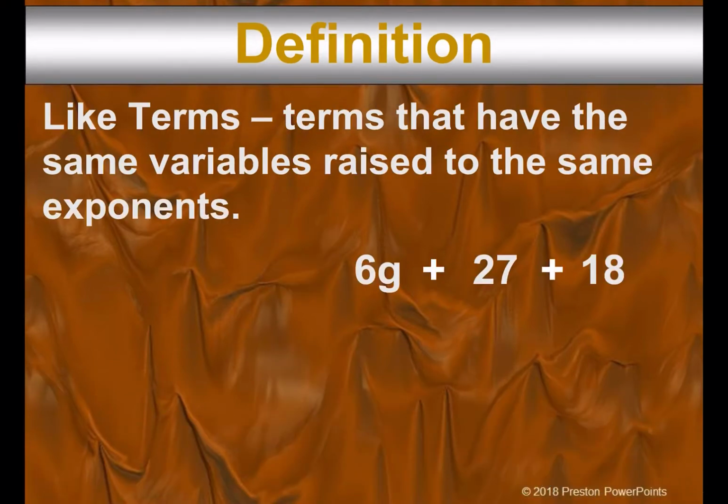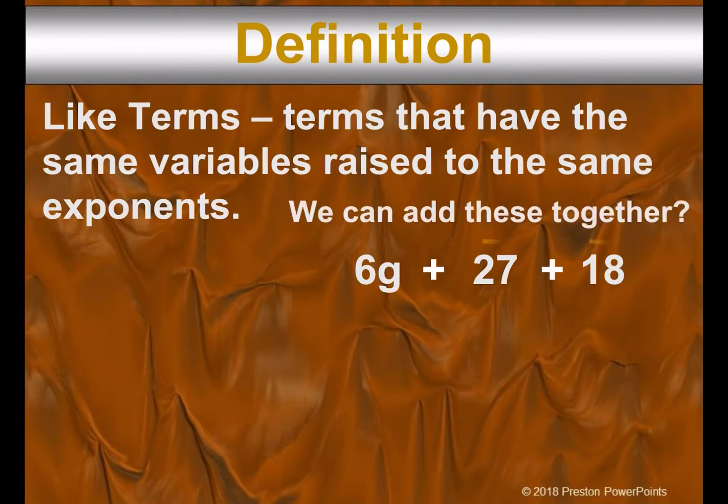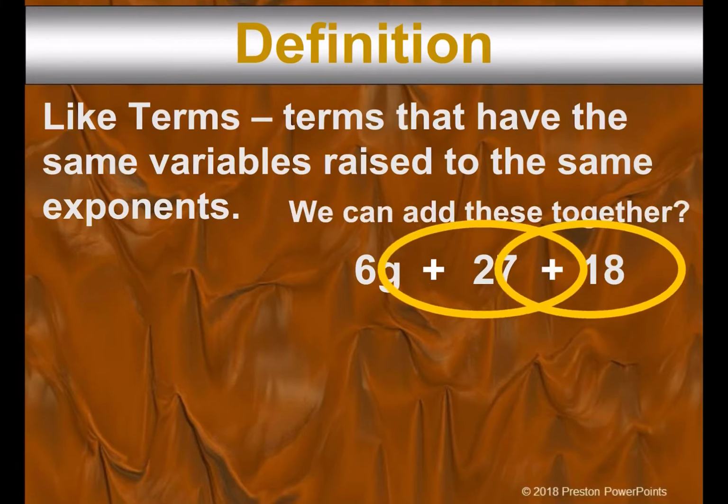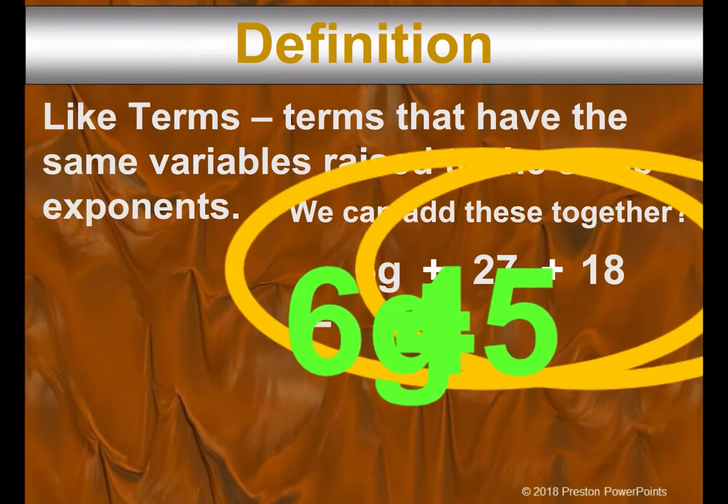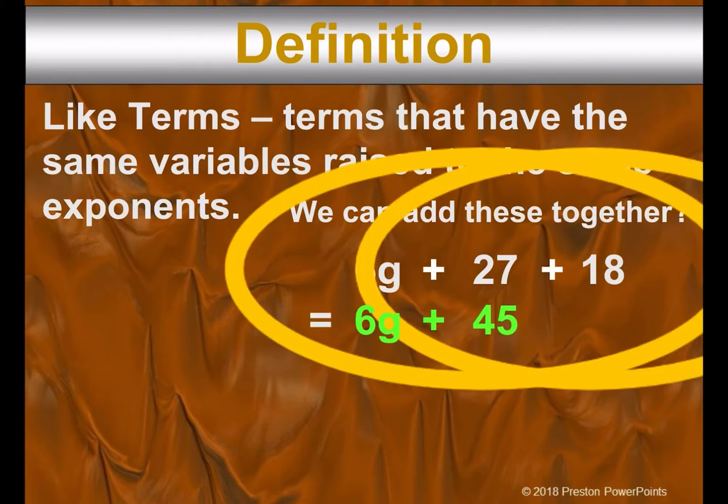So then let's think about this. Like terms, terms that have the same variables raised to the same exponents. So if they are alike, then we can combine them. So we can add the two whole numbers together, 27 and 18, which would be 45, and then we just have the 6g.